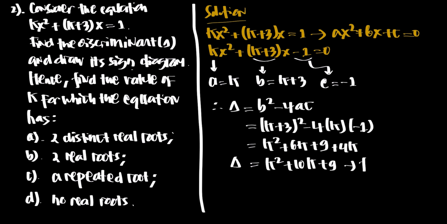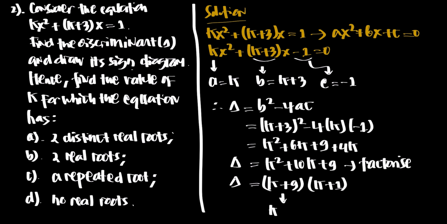So then we factorize it. So we factorize. Delta equals k. Find the multiplications of a number when you multiply them together that equals 9, and when you add them together equals 10. So we definitely got k plus 9 and k plus 1. I think that is exactly the answer. So then this turns into k plus 9 equals 0, so k is negative 9. And then k plus 1 equals 0, then k is negative 1.